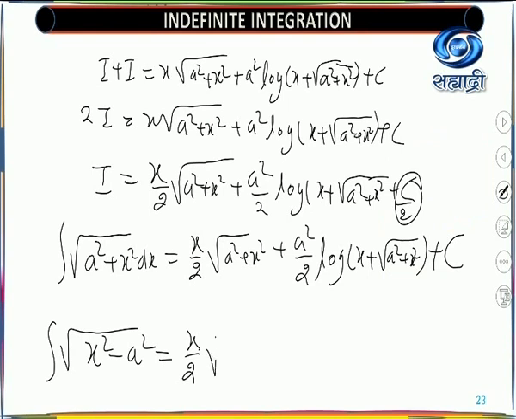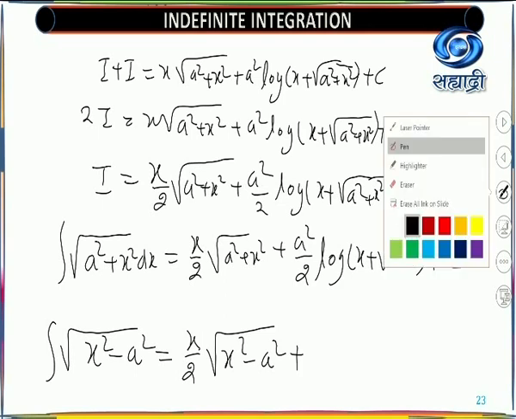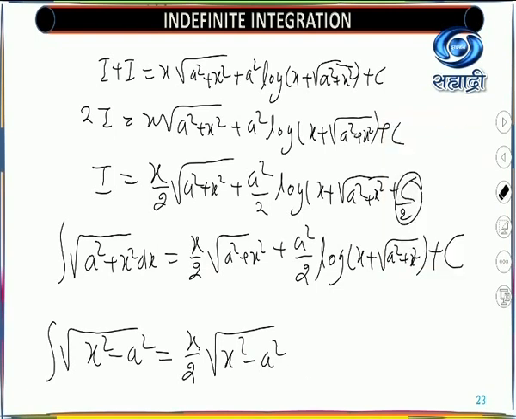You are having root of x square minus a square, and now you are having the minus sign, so you will have the minus sign. This way you have to remember. When you are having the plus sign here, you will get the plus sign. Here you are having a minus sign, and you are able to write your complete formula, which we have already studied. I will show you again.